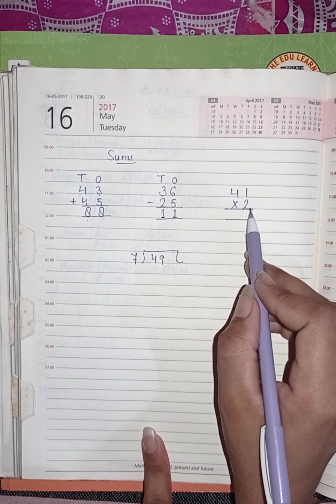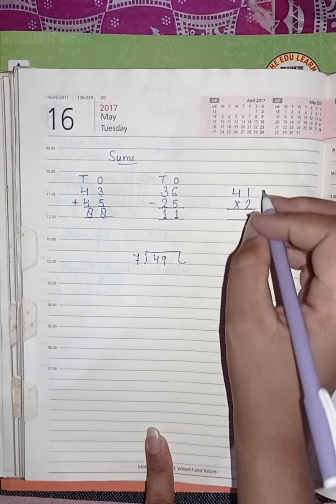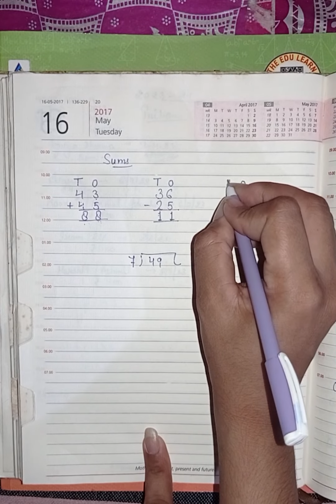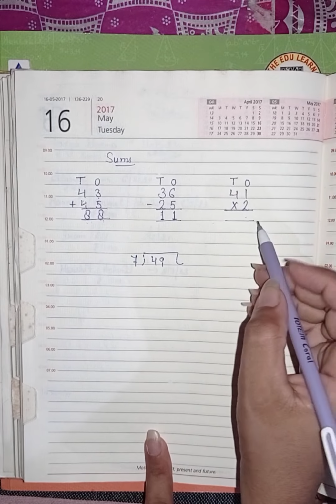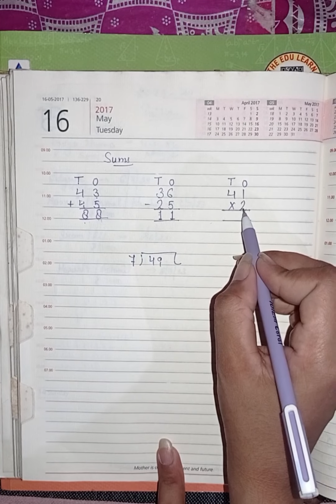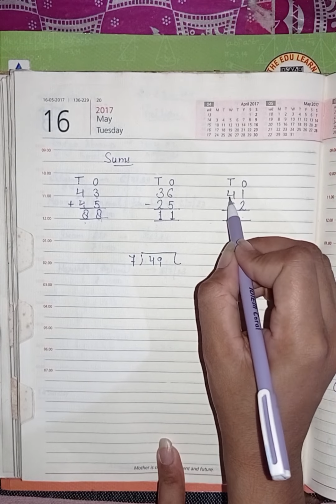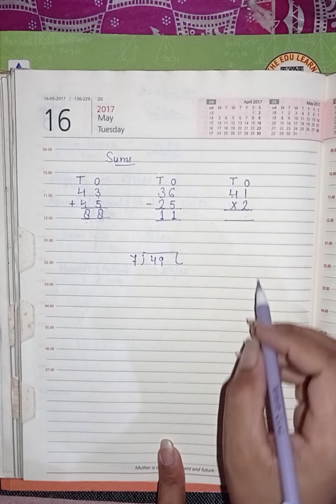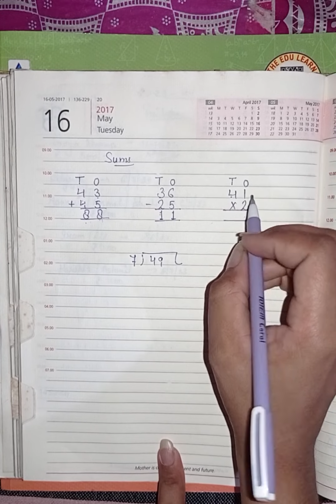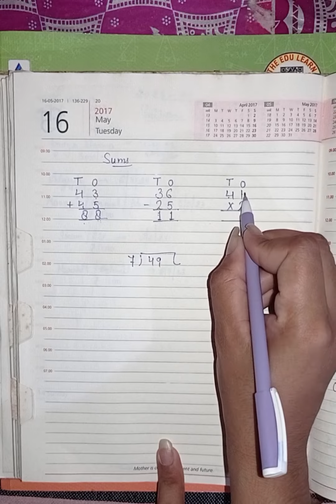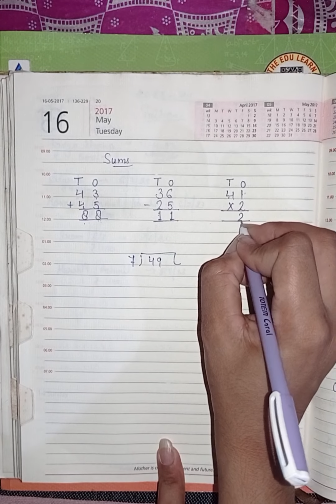Next one is of multiplication. Again, this is 1's place and this is 10's place. First of all, you have to multiply by 1's place digit number and then by 10's place digit number. So now multiply it by 2 ones. That is 2 ones are 2.